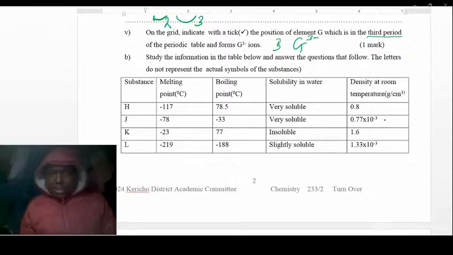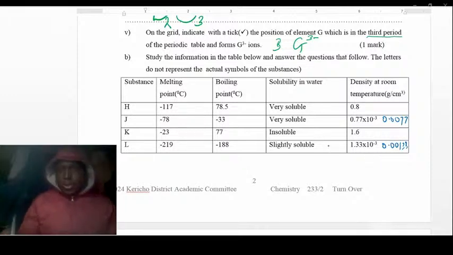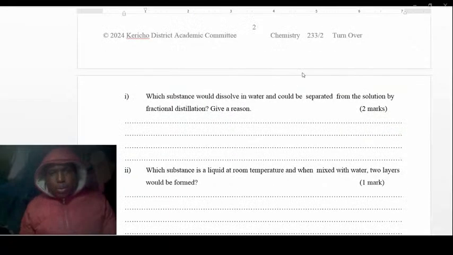This one is the same as this, 0.077. This one is the same as 0.00133. This is the same as that. So it is important to analyze the table that you have been given. Which substance would dissolve in water and could be separated from solution by fractional distillation?